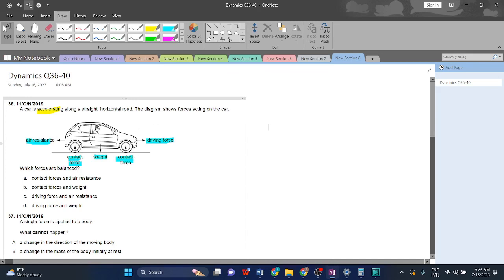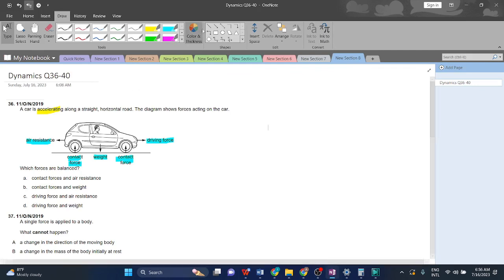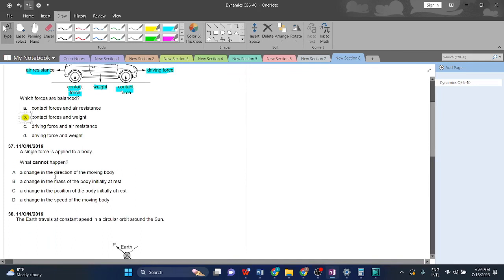On the other hand, weight is pushing downwards, contact force is pushing upwards, right? And the car is going neither upwards nor downwards, right? So that means the contact force and weight are equal. So B is the right answer.